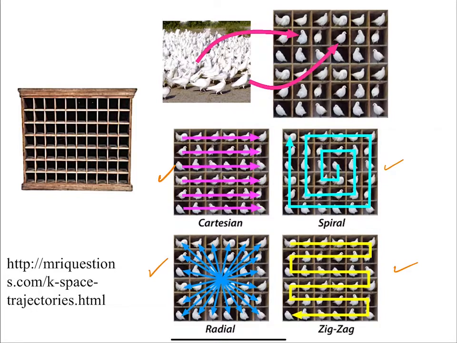What does the radial acquisition remind you of? CT, right? The nice thing is you can actually make MR look like a CT, and you could acquire the data and do back projection on the data if you wanted to. And there's more discussion of trajectories at that website.